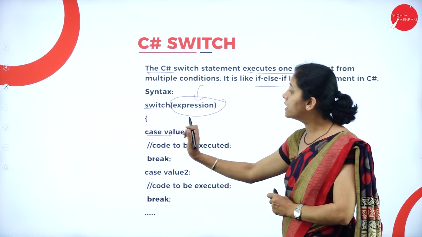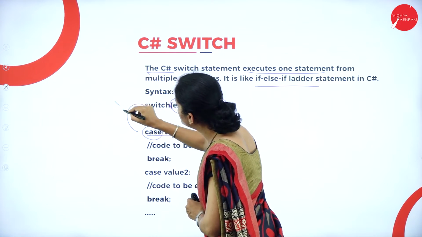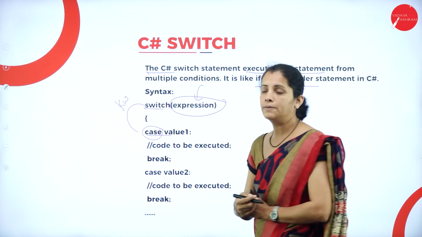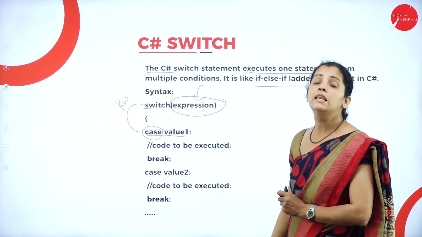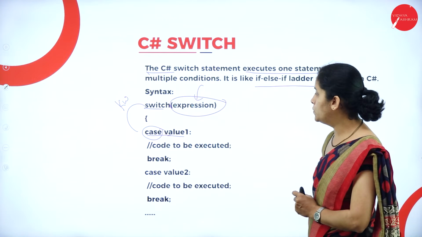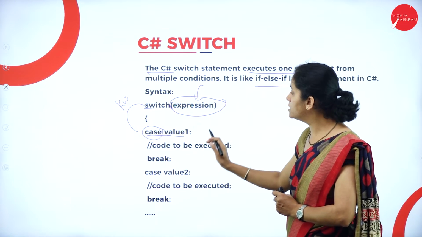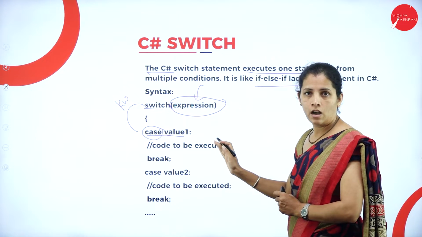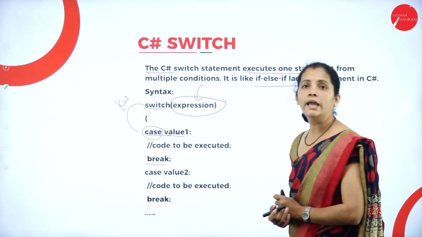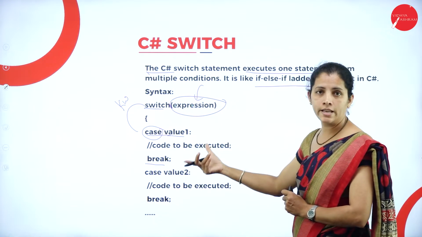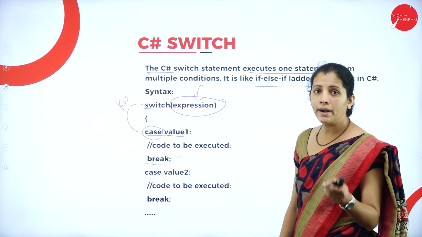So I'm going to write case. Here case is a keyword and switch is also a keyword. So here I'm going to have the case and I'm going to have the label or value. And if this case is satisfied, then it's going to execute the statement. After executing this case, I want to exit from the switch statement. For that, I'm going to use the keyword break.